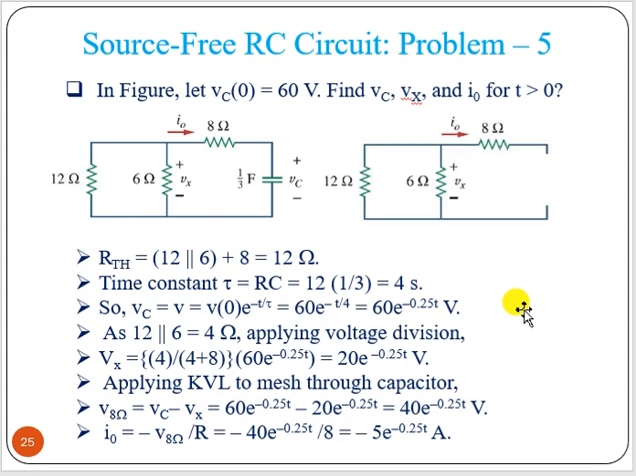Now let us see this problem, where in the figure VC0 is given as 60 volt, and we have to find VC, Vx and I0 for t greater than 0. This is again a source-free circuit, there is no independent source, which means it will always go to 0. From this circuit we can find the RTH value looking from the capacitor end: 12 and 6 in parallel, in series with 8 ohm, gives RTH. So you can find tau, that is R into C. C value is 1 by 3. Then the equation for VC is 60 e to the power minus t by tau, which is 60 e to the power minus 0.25t volt.